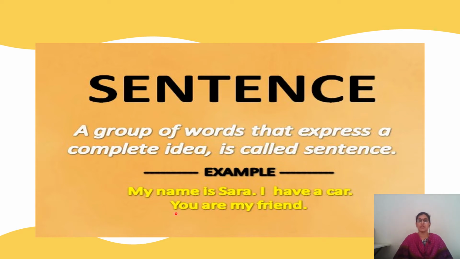So here we have a few examples. My name is Sarah. I have a car. You are my friend. These are different sentences. They are nothing but groups of words which are arranged in proper order and they express a complete idea. So that's why we call them sentences. Children, please remember the punctuation mark given at the end of each sentence. This is what we are going to learn about in this video.